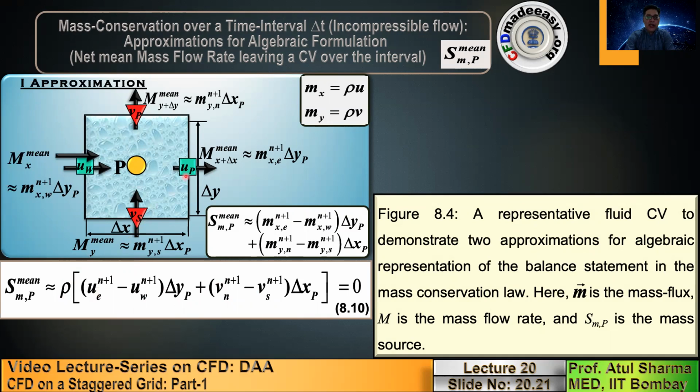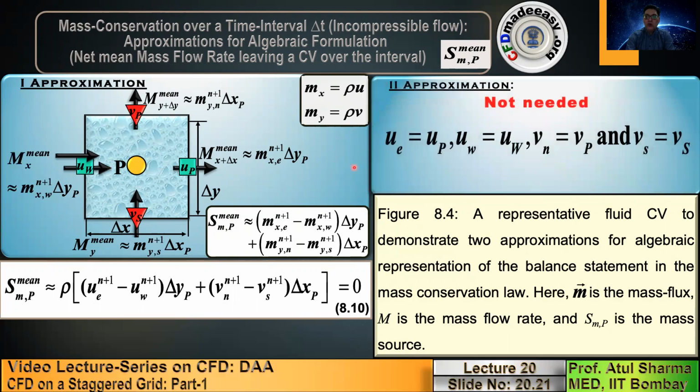But now in a staggered grid, you find that the pixel for u velocity is located at this u small e and u small w. The pixel for v small n and v small s is already located. So if you need some value at some point, and you already have a pixel or a grid point there, you don't need any approximations. Okay. So you note that this is an exact representation, there is no approximation.